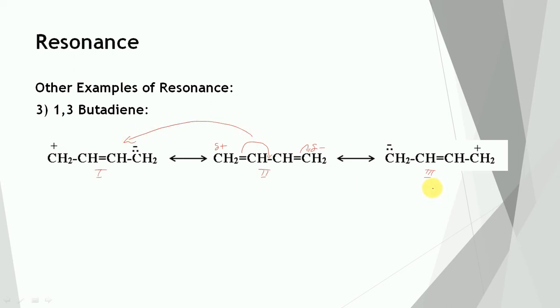Structure number 3 is the reverse of structure number 1. If this pi bond shifts toward this side, and this double bond shifts toward this side, this carbon will acquire partial negative charge, this carbon will acquire partial positive charge, and structure number 3 gets formed. So these are the other examples of resonance.